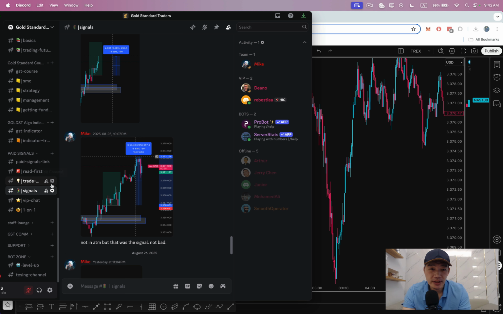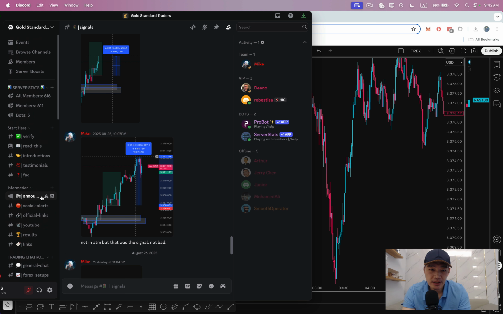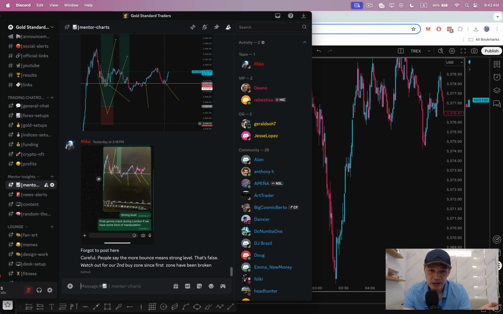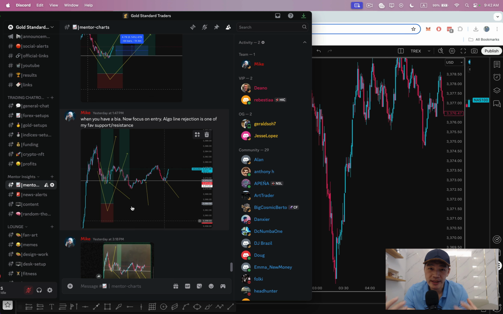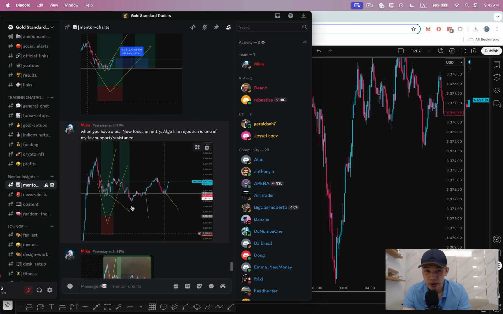And there are 3 sections that I want to bring your attention to. Basically, first section is the mentor charts. If you go to the mentor charts section, this is where I normally break down some of the zones that you can take a look at and see if it aligns with your trade as well.